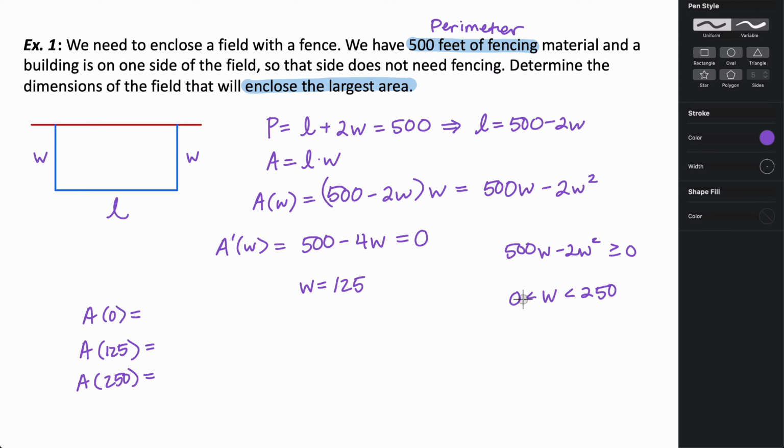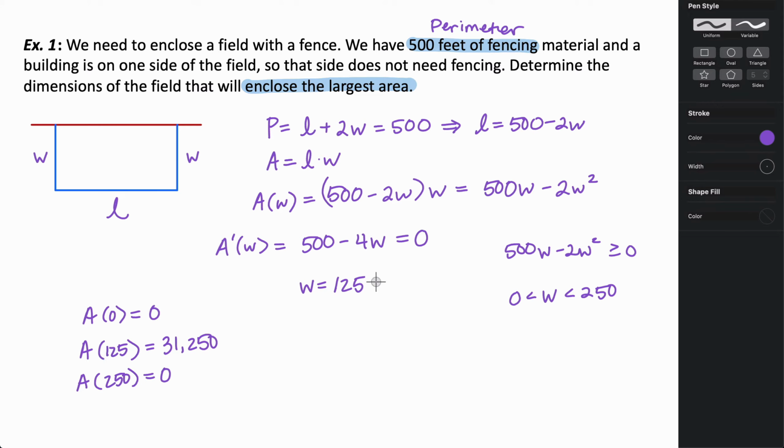Now, if we plug 0 in, right, so we're plugging it into this area formula here, we can see that it's going to make this whole thing 0. Same with 250, right, because 2 times 250 is 500. 500 minus 500 is 0. Which means if this number here is positive, it is our absolute maximum. And so what is the value of A at 125? If you plug it into your calculator, it's going to be 31,250. So that is the maximum area, and the width that makes that true is 125 feet.